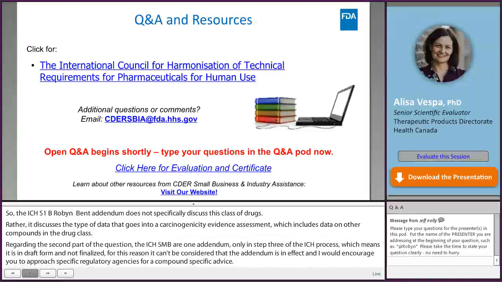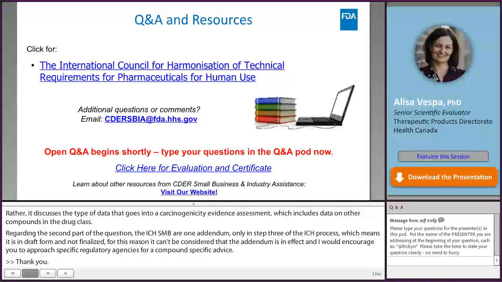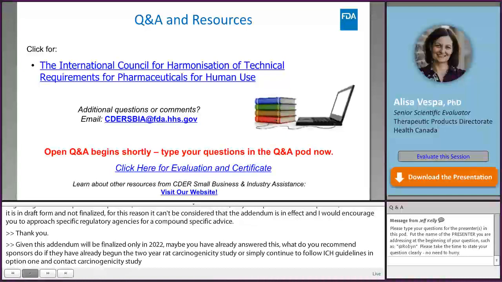Thank you, Dr. Vesper. Second part of the question. Given that this addendum will be finalized only in 2022, I think maybe you have already answered this, but let me continue. What do you recommend sponsors do if they have already begun the 2-year rat carcinogenicity study? Should they simply continue to follow ICH S1B R1 guidelines in option 1 and conduct a 6-month rat carcinogenicity study? Or does ICH recommend they pause and encourage a dialogue with ICH regulatory agencies such as FDA regarding the need for further conduct on the 6-month rat carcinogenicity study?